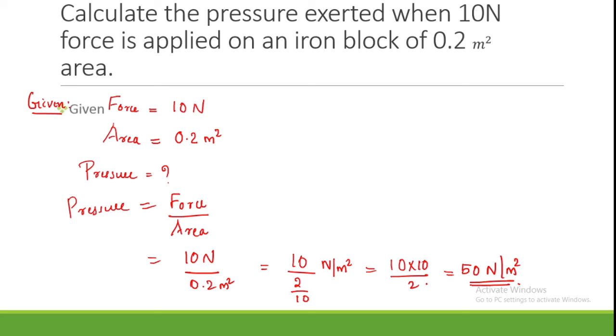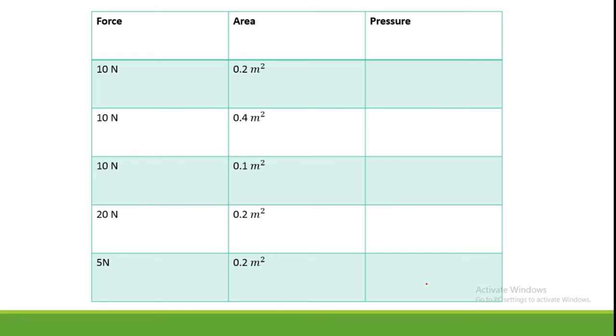Now quickly take a screenshot of this one. Here I have given some values. The first one is what we just did. We got the answer as 50 Newton per meter square, or we can even write it as 50 Pascal. Pascal is also the unit of pressure. It is the same as Newton per meter square. So we can write either of these.